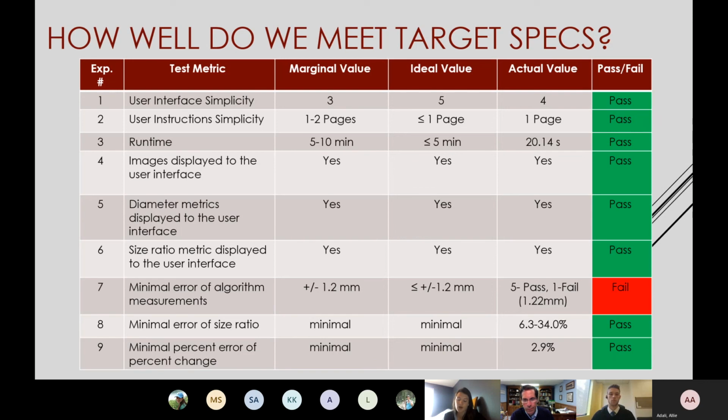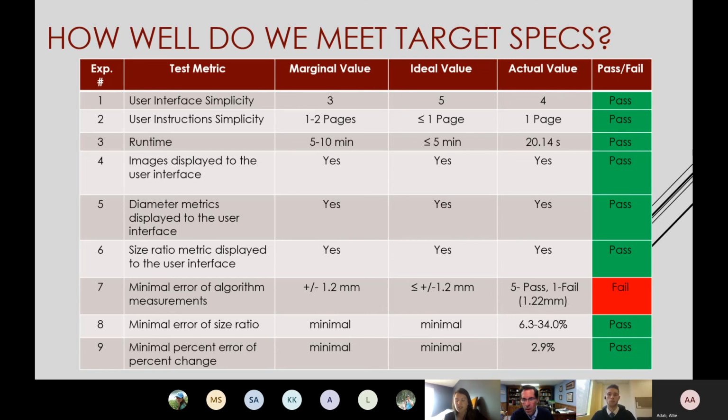Yeah, I can explain that too. So we chose that minimal as an ideal value for our error, simply because this is a novel solution. There's nothing like this that's been approved by the FDA or that is currently being used by physicians to diagnose or treat patients.